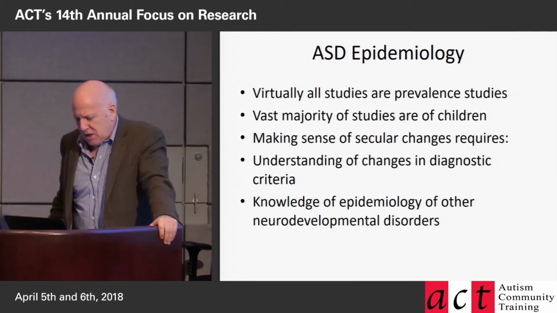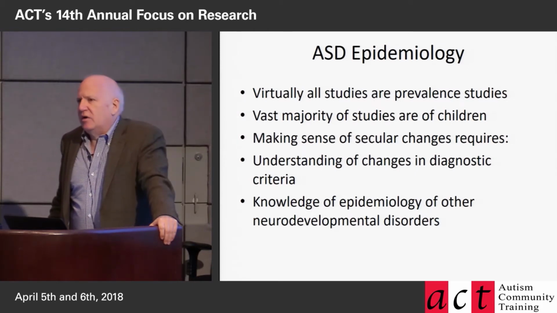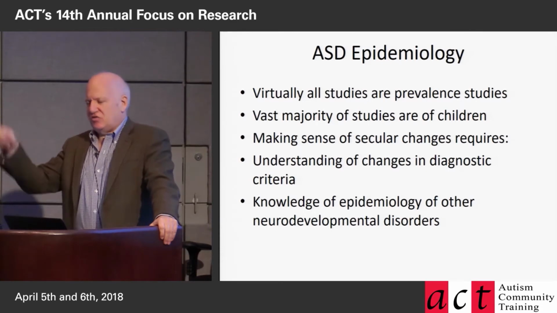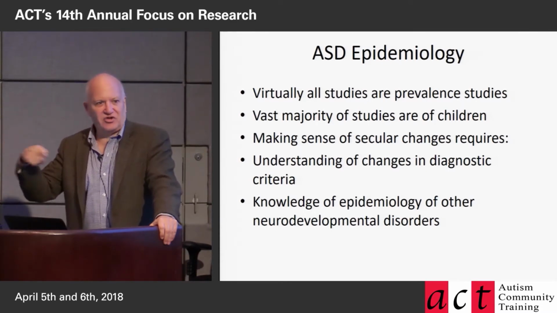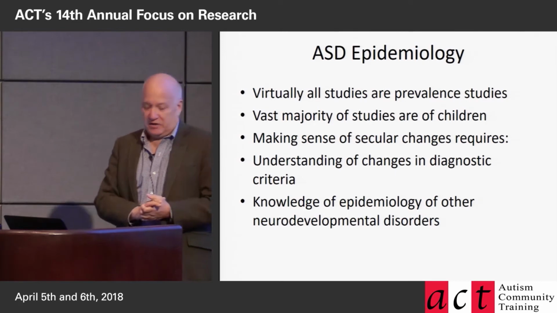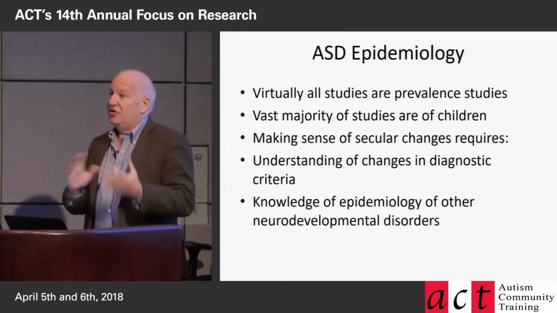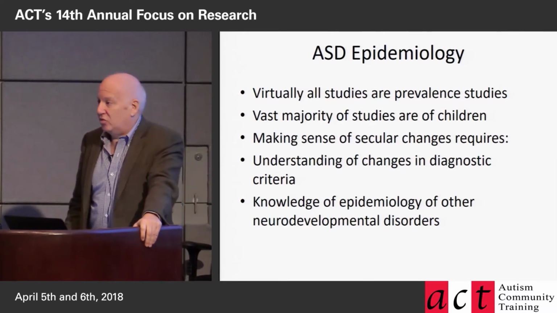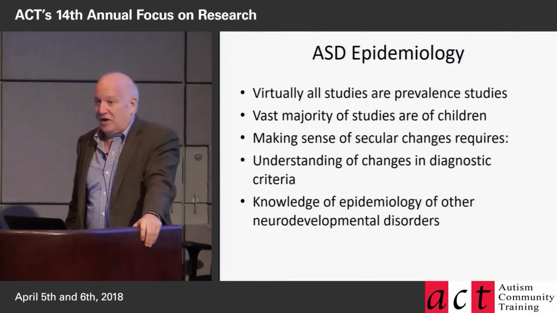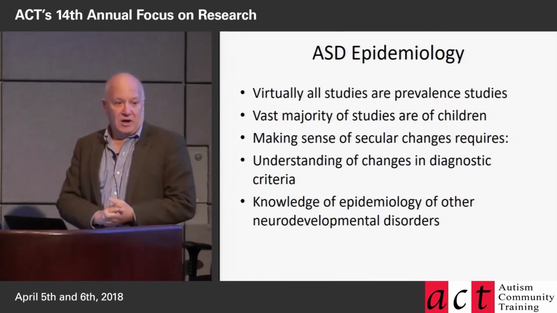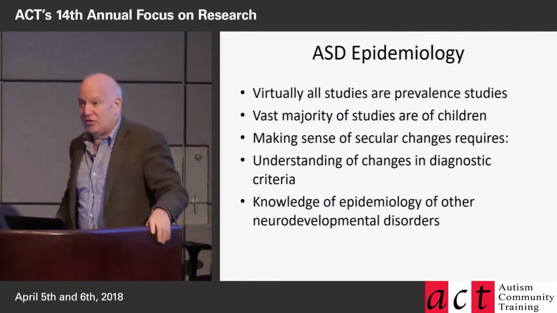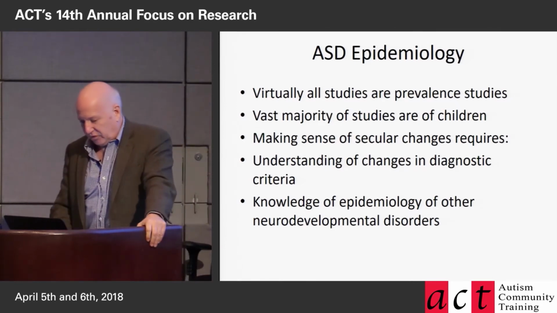And there seem to be 2 things that are particularly important. One is changes in diagnostic criteria, which are inextricably interwoven with clinicians' sensitivity to the disorder. And the other is knowing a little bit about what's happened to the rates of other disorders, because very often autism doesn't exist in a vacuum. People may have other conditions, and therefore sometimes there's an element of chance as to which condition you get diagnosed with first.